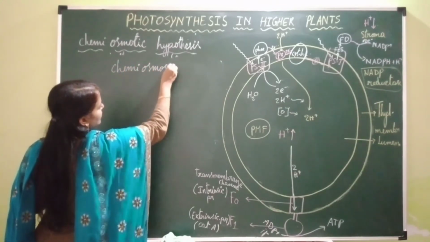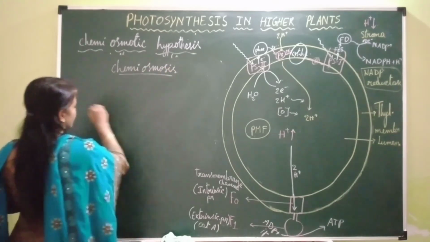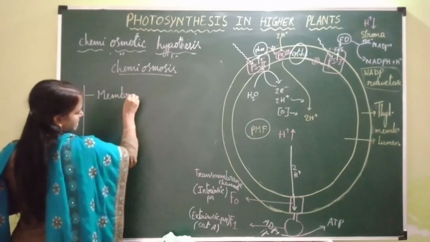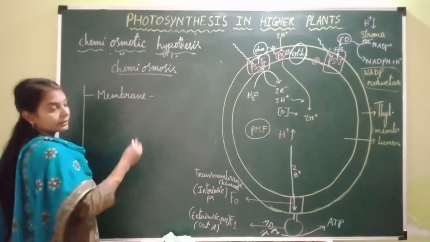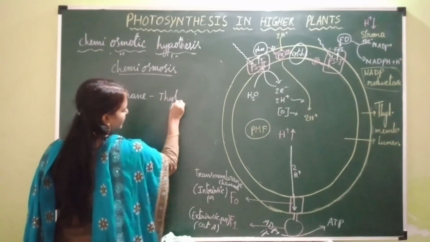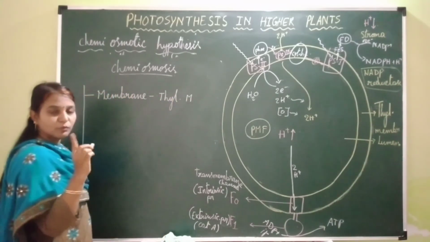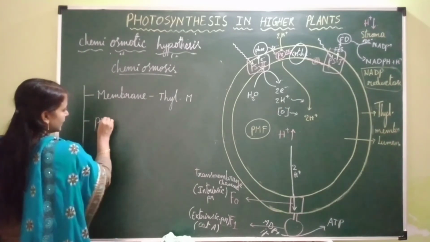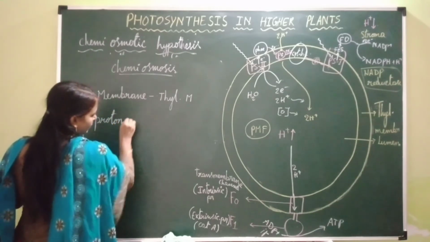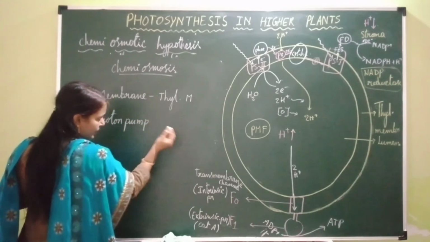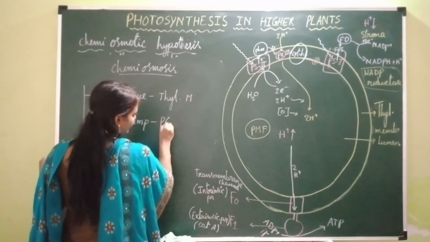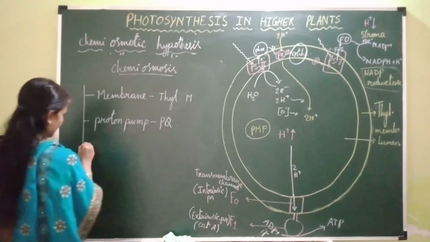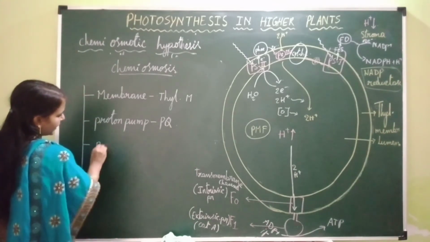Chemiosmosis, this process of chemiosmotic hypothesis, requires a membrane. What is this membrane here? The thylakoid membrane in case of chloroplast. What is the membrane in case of mitochondrion? The inner mitochondrial membrane. Then it requires a proton pump. What is the proton pump in chloroplast? That is plastoquinone. Whereas in mitochondrion, the proton pump is ubiquinone.